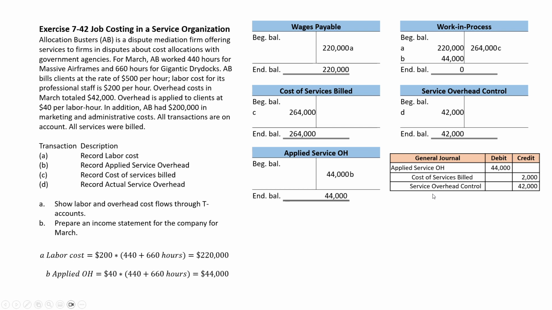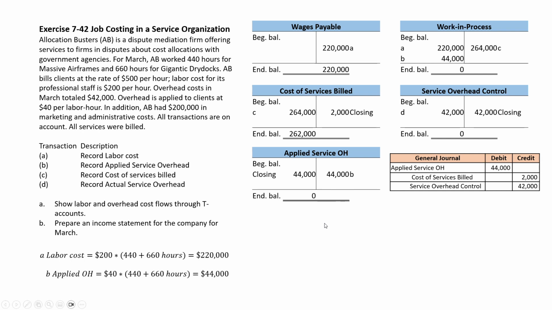And why does it make sense that I'm crediting cost of services billed? We applied too much overhead, debited too much overhead into cost of services billed, and cost of services billed is an expense account. We need to reduce it or remove that $2,000. Once I post these, you can see I've reduced the expense account cost of services billed from 264,000 down to 262,000 with the credit, and I've reduced my balances for the service overhead control and applied service overhead to zero. So I'm happy that I've closed out those two temporary accounts.